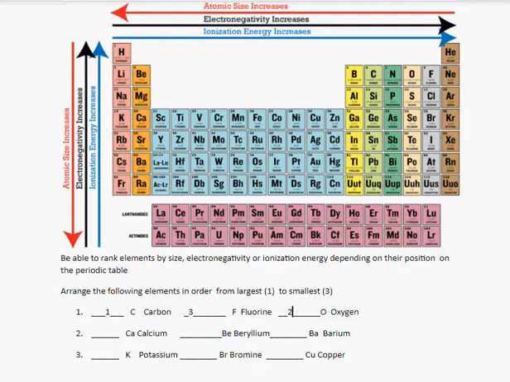Well, what's going on in terms of size? If you look at the red arrow at the edge, it says size is going to decrease. So that means, in this case, beryllium, which is the very top, is going to be the smallest guy. So he's going to be third in size. Barium, which is the bottom, is going to be the largest, so he's 1. And then calcium is going to be in between, so calcium is 2. And that's how you do those.